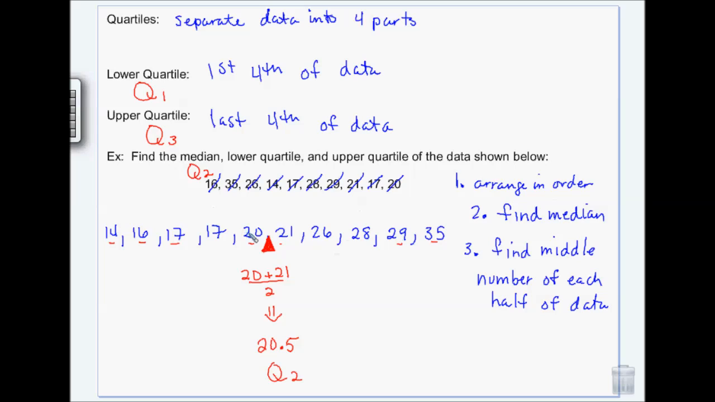So if I'm looking here, I have 1, 2, 3, 4, 5 numbers. This is the middle, right? 2 and 2. So this is Q1. I have 1, 2, 3, 4, 5 numbers. 28 is the middle, so that's Q3. So I only have 3 quartiles, but if you look now, I have 1, 2, 3, 4 sections of data now, after it's been broken up.